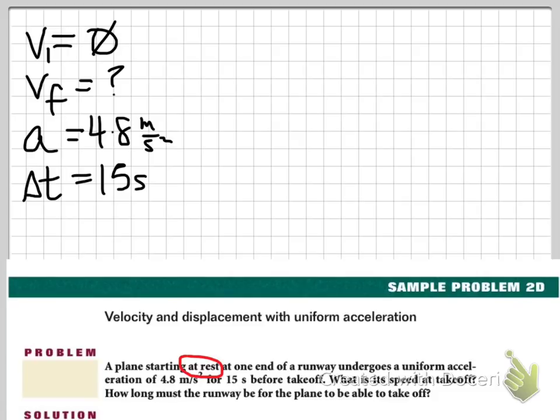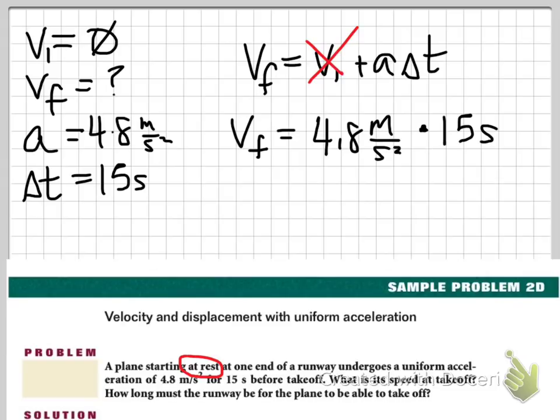So what equation do we have that ties these four things together? Because that's how we look at these problems every single time now. Well, we've got our old friend vf equals vi plus a delta t. That would work. Especially easy because there is no vi. vi is 0, and in any situation where vi is 0, we can just get rid of it. So let's plug in our numbers. We don't even have to rearrange to see what our answer is. We see that vf equals 4.8 meters per second squared times 15 seconds.